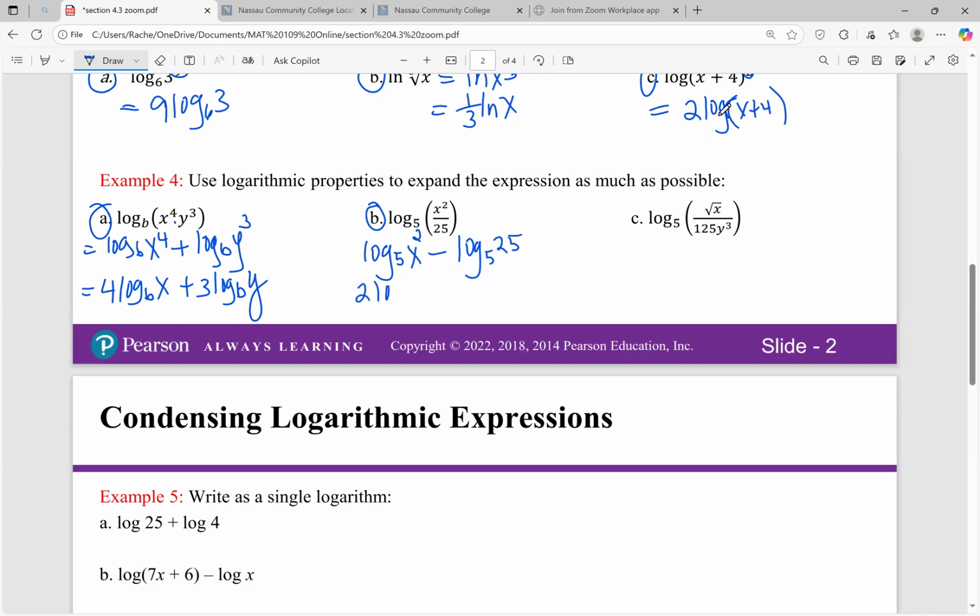So it's going to be 2 times the log base 5 of x minus, and I can evaluate log base 5 of 25, right? That's just 5 to the what power is going to give me 25, and it's 2. So log base 5 of 25 is 2. So I'm just going to simplify that. So we have 2 times log base 5 of x minus 2.